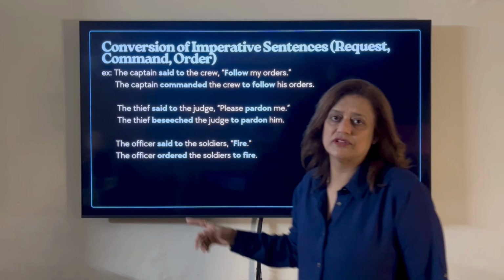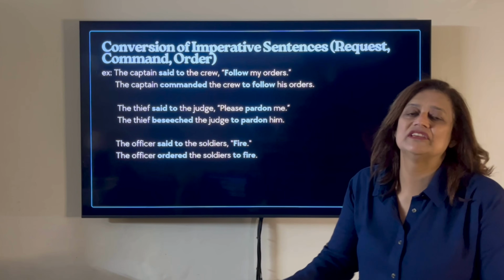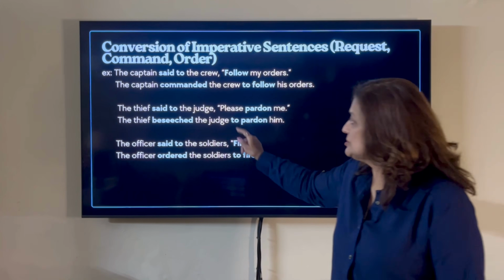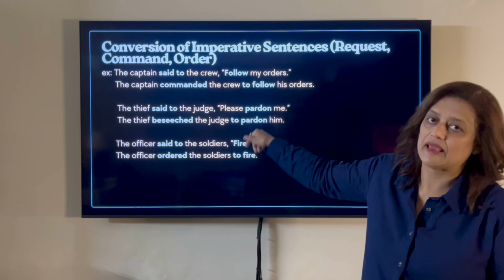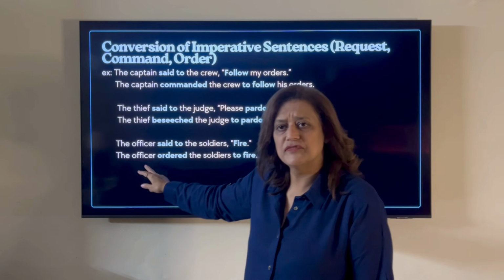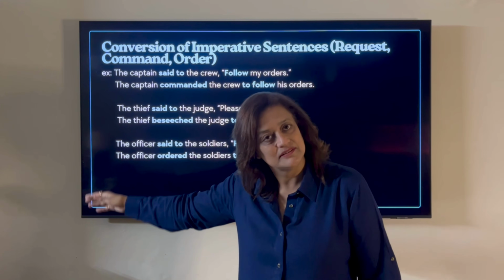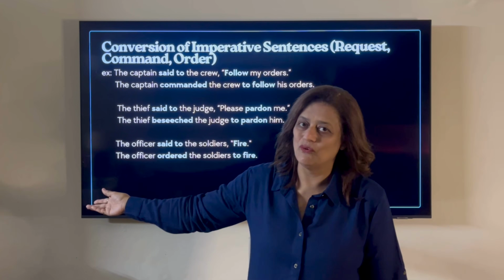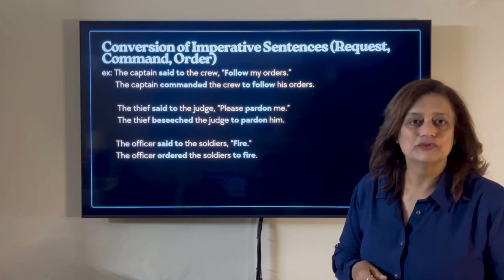The thief said to the judge, pardon me. Now he is actually pleading hard that he should be pardoned, so we can always write besieged the judge. Pardon will change to to pardon, me will become him. The officer said to the soldiers, fire. So the officer starts with the letter O, and ordered starts with O. The soldiers, fire will change to to fire.